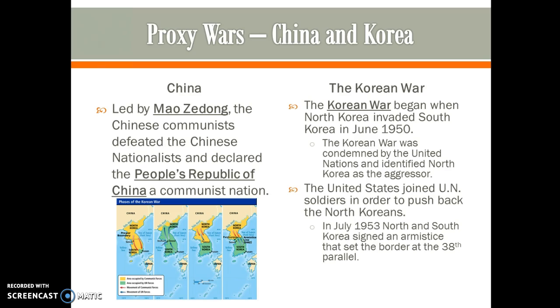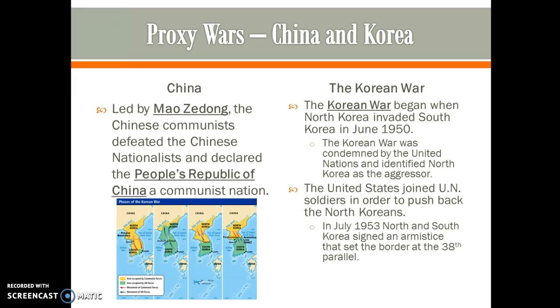2. Proxy wars that occurred are going to be in China, Korea, and Vietnam. In China, a group led by Mao Zedong had defeated the Chinese nationalists and declared the People's Republic of China. China had much influence from the Soviet Union and the support of the Soviet Union, and the United States was not able to intervene there.